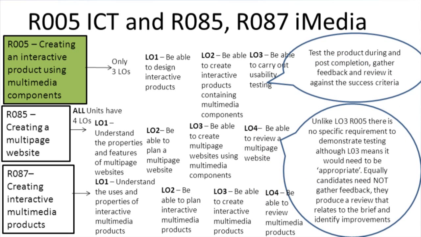LO4 R085 requires candidates to review the finished website themselves and identify improvements which are appropriate. For R005, candidates are required to obtain feedback and analyse the feedback in relation to the success criteria identified from LO1, along with evidence of testing the product during production and post-completion.